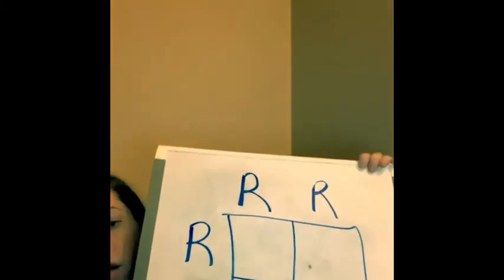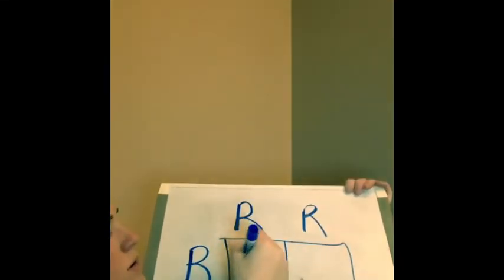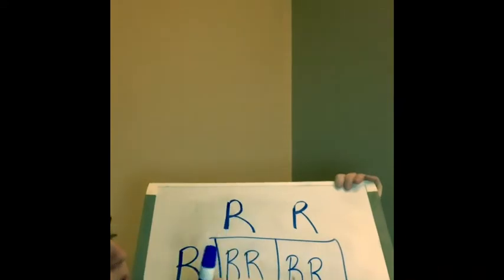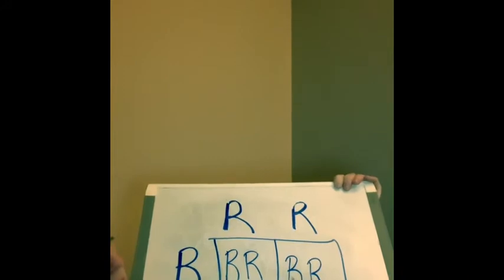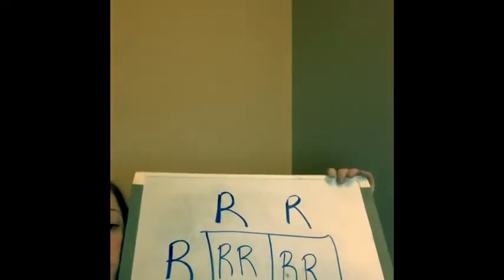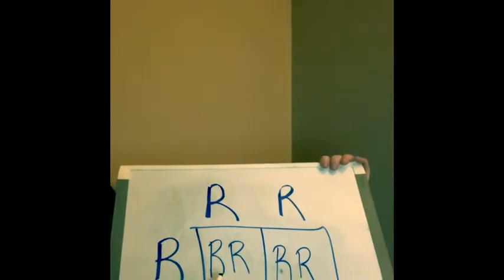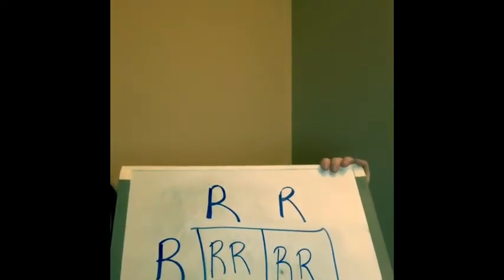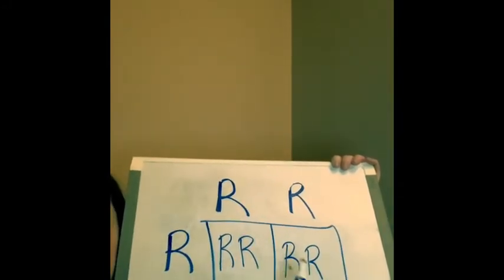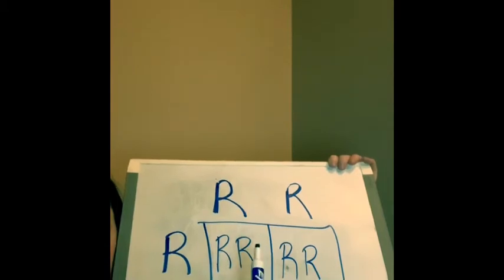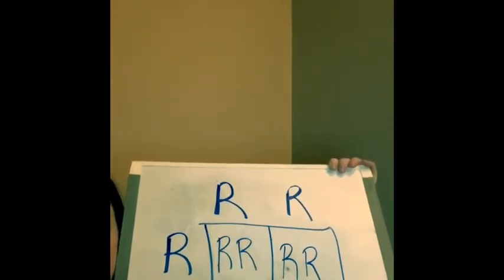Alright, so I set up the cross. Here's my heterozygous, here's my homozygous dominant. So we have two homozygous dominant, two heterozygous. So the genotypes here are homozygous dominant and heterozygous. The phenotype for all of these is going to express the dominant allele. So they're all going to be the dominant phenotype.